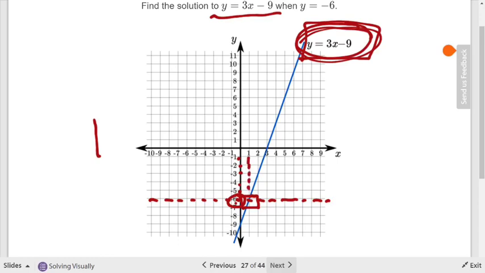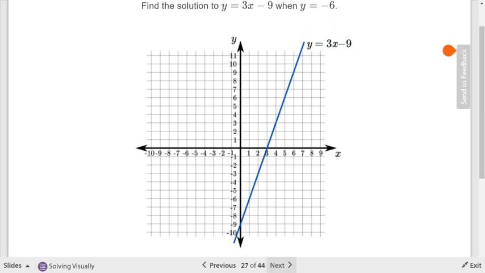Is this just a coincidence? So hold on just one moment. If y equals negative 6, what does that make my x value equal? Negative 3. I don't get this. Then why wouldn't it just be 6? Because it's negative 6. Hold on. Listen to my question.